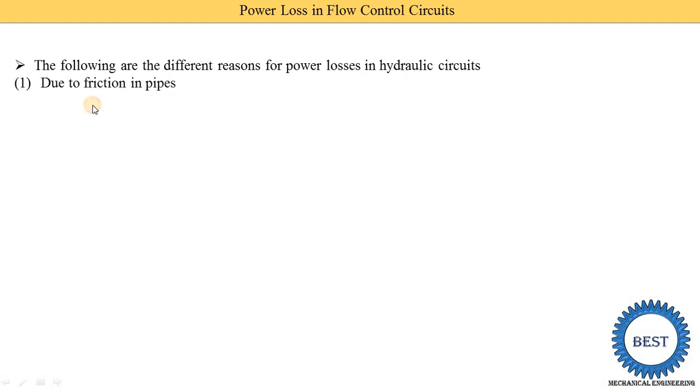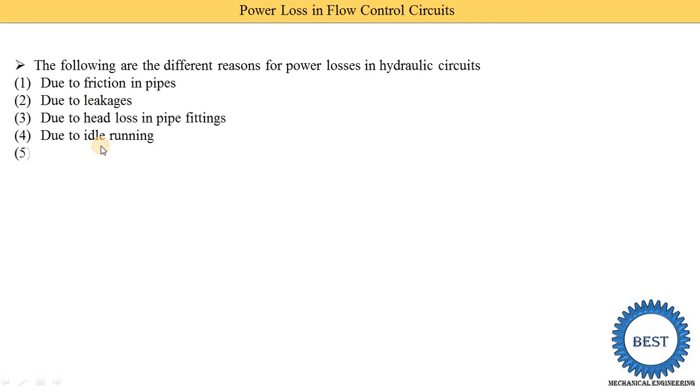First, due to friction in pipe. Second, due to leakage. Third, due to head loss in pipe fittings. Fourth, due to idle running. And fifth, due to idle periods. So these are the various five losses. Out of these five, the friction is one of the major losses.